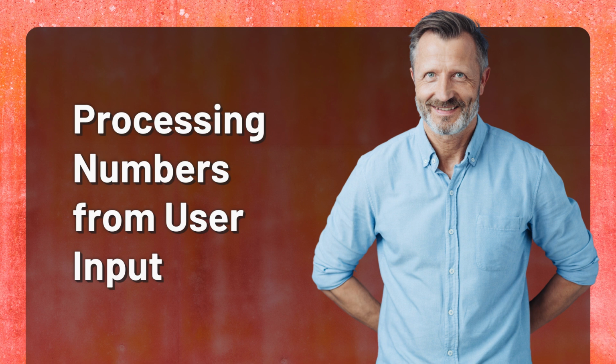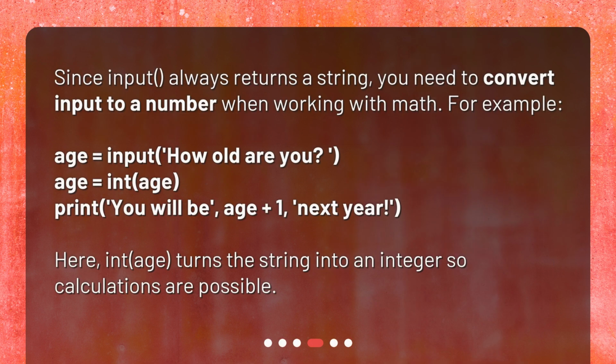Processing numbers from user input. Since input always returns a string, you need to convert input to a number when working with math. For example, age = input("How old are you?"), age = int(age), print("You will be", age + 1, "next year"). Here, int(age) turns the string into an integer so calculations are possible.